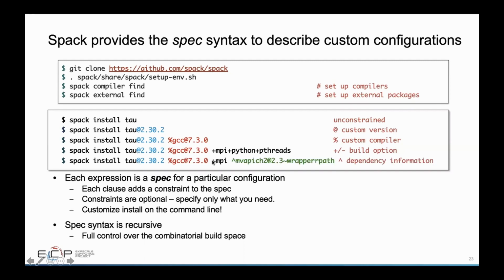You can specify an MPI, and the MPI is provided by MVAPICH2 version 2.3, which has a variant called wrapper RPath, which is disabled with the tilde option. So you can go in detail and specify dependency information about who provides a particular capability. So this spec syntax is recursive.